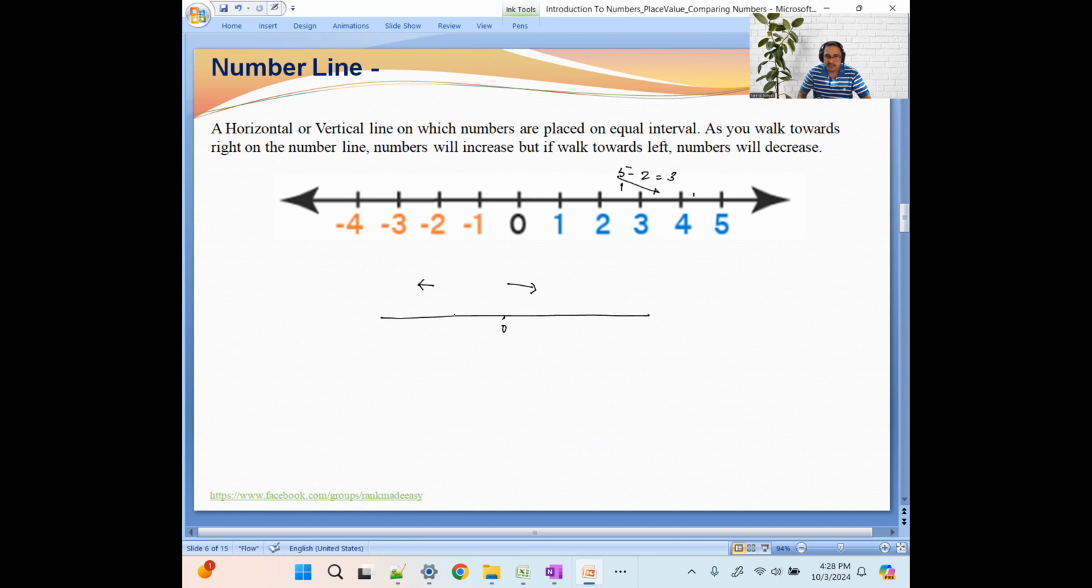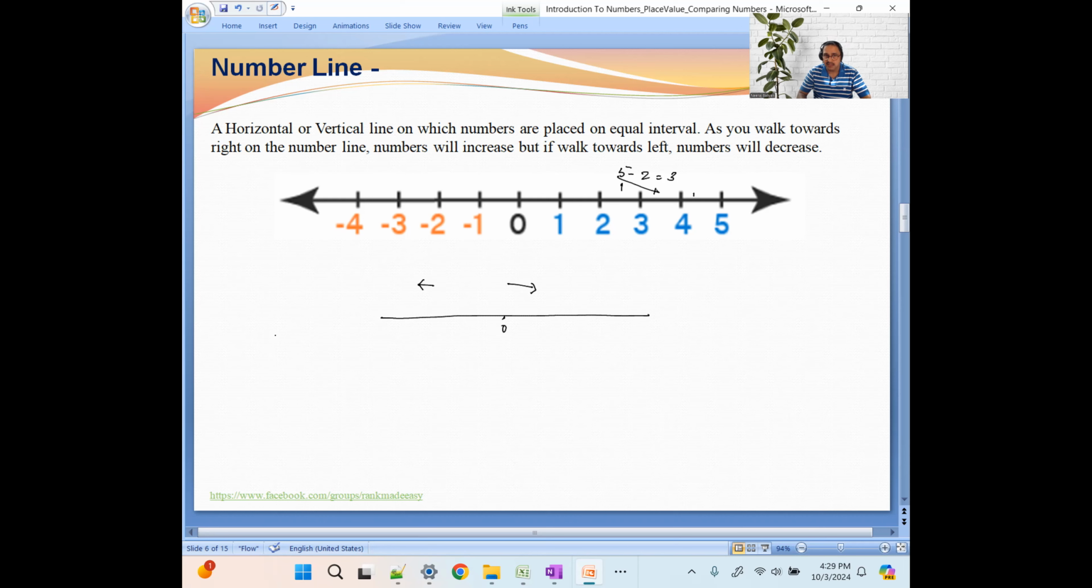Similarly, if you move towards the left side, numbers will be negative: -1, -2, -3, -4. Here, if you want to find out the gap between any two numbers, you can use the same concepts. So overall, a number line is an imaginary horizontal or vertical line. At the center of this line will be 0. If you move towards the right side, numbers will be increasing. If you move towards the left side, numbers will be decreasing.